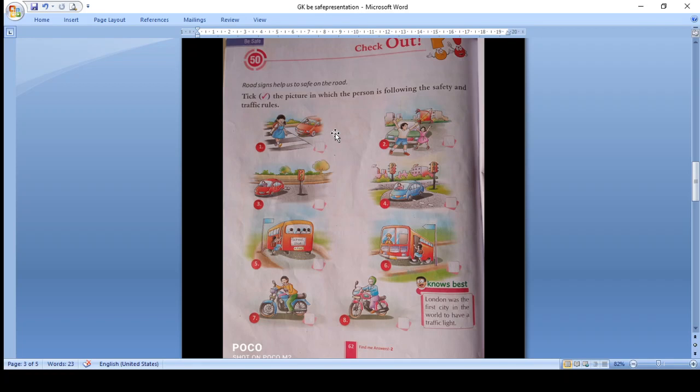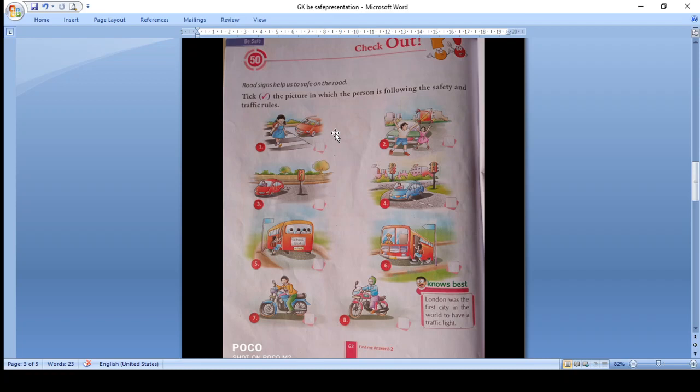Then the next one, 7th and 8th. Now see, in the 7th one the person is riding a bike but without a helmet. So it is not a correct safety rule. We are supposed to wear a helmet. Of course, it's good for our safety. So we will put a tick on number 8, right? Because the person is following the safety rule.